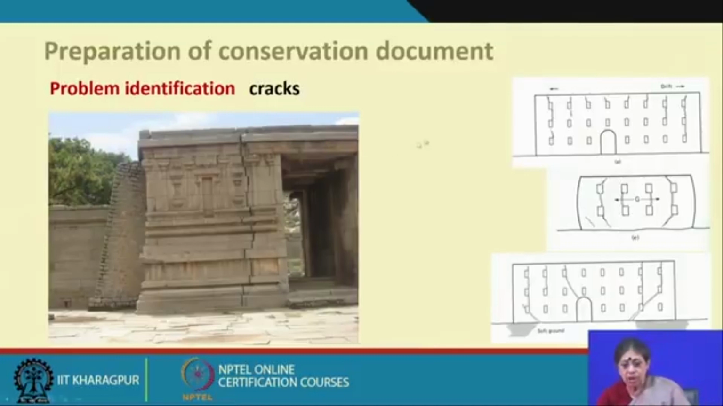Now, one has to understand that from the pattern of cracks one can understand what the problems are. Like in this case, this is the shear crack, which has happened because of the soft ground. So there is an unequal displacement or settlement of the building, which has caused this type of crack. So we need the structural experts who can, from the cracks, say what is happening there.